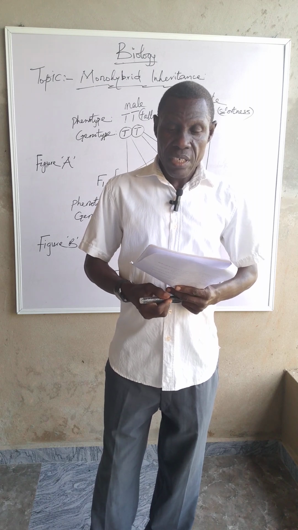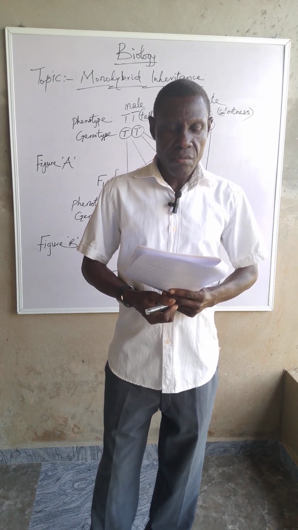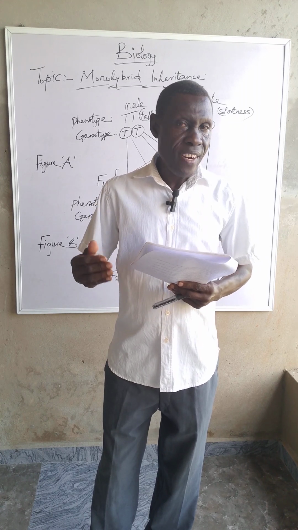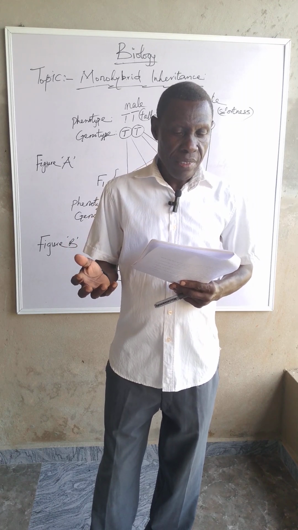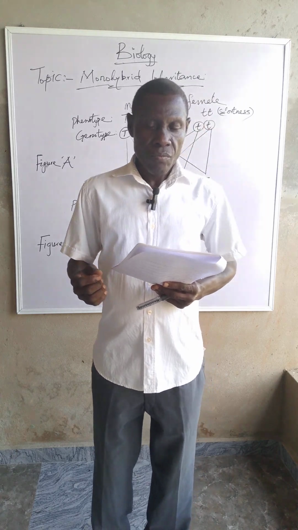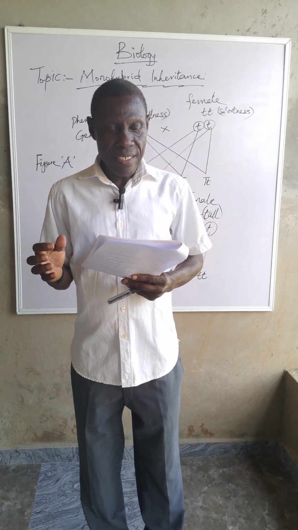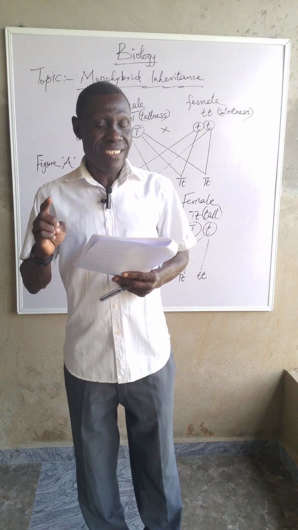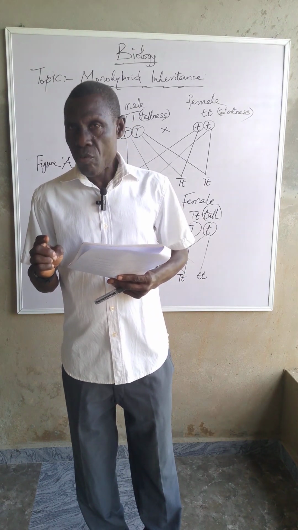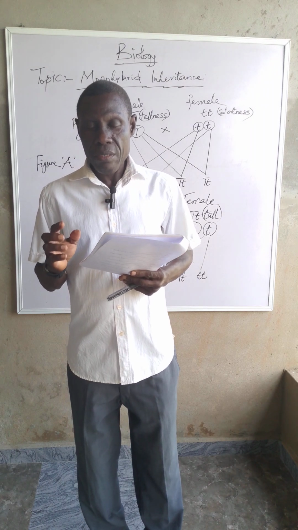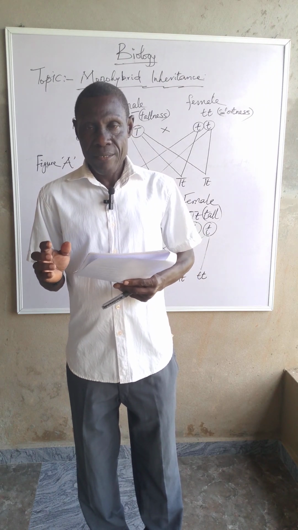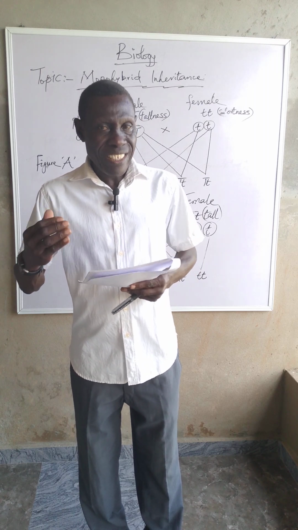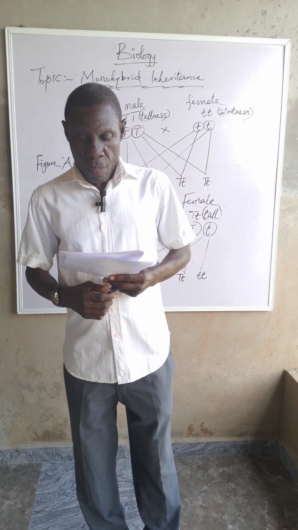Mendel used an artificial method to crossbreed two different plants at a time, which differed in one pair of contrasting characters. For example, tall and short plants. Tall and short plants, these are contrasting characters.